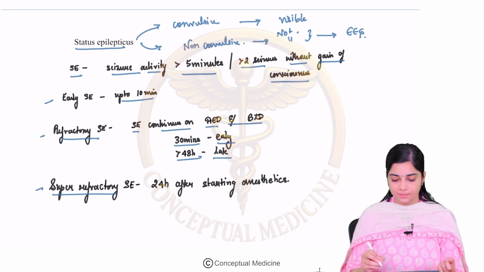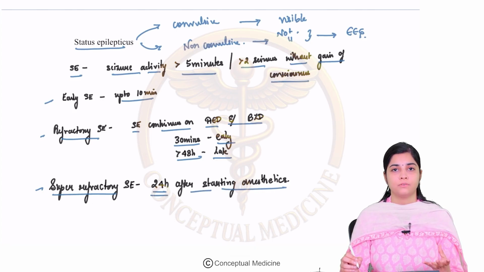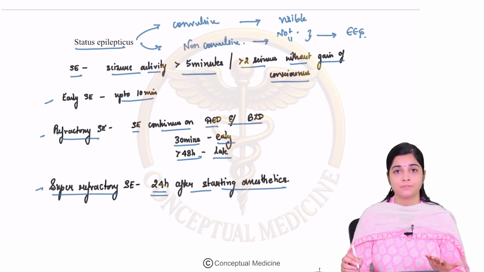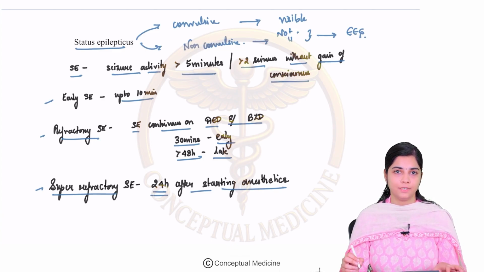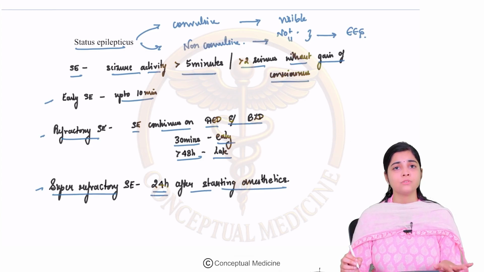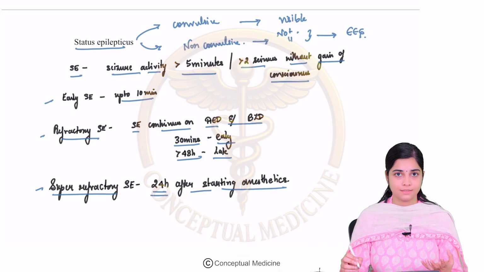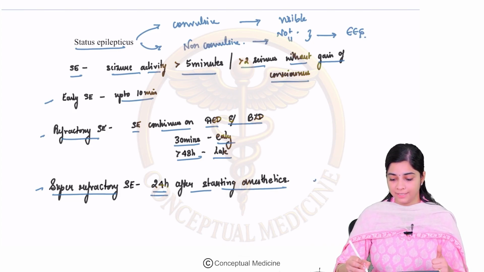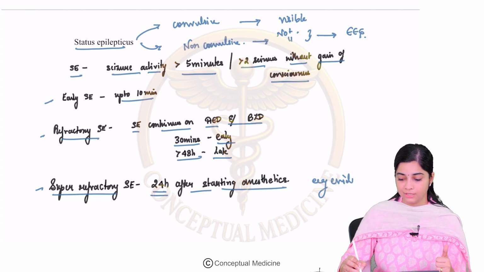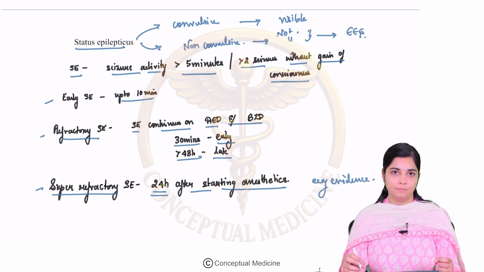Super refractory status epilepticus is basically your status epilepticus continuing beyond 24 hours after starting even anesthetic drugs. You have started anesthetic drugs and beyond 24 hours of starting anesthetic drugs also, you are seeing evidence of seizures. That is your super refractory status epilepticus. So when the patient is intubated, ventilated and on anesthetics, obviously you are not going to see seizure activity because he is under muscle relaxants or muscle paralysis, right? So how will you identify here? You will look for EEG evidence of status epilepticus.